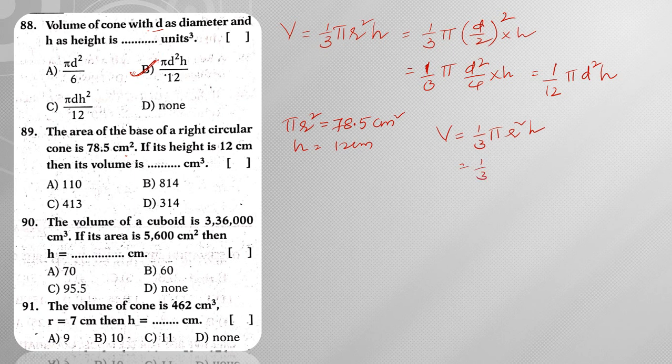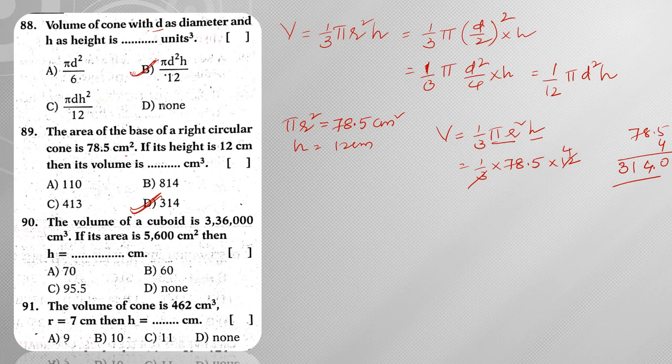Now I already know the pi r square value and the h value. Substituting those values, 78.5 into 12. In the 3 table, this goes 4 times. So 78.5 into 4. 5 fours are 20, 2 is carried, 8 fours are 32 plus 2 is 34. 3 is carried, 7 fours are 28, 31. So this gives me 314. Hence the answer is 314.